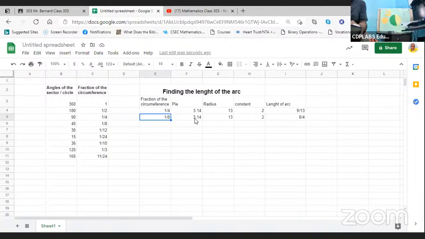So 3.14 times, that would be 8, times 13, times 2. It will be 11.05. That would not be that. So this can be correct. Let's see if we put this as 22/7. We get the same answer.